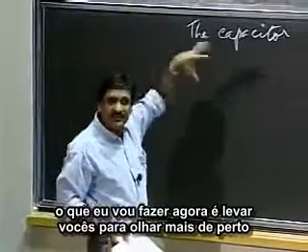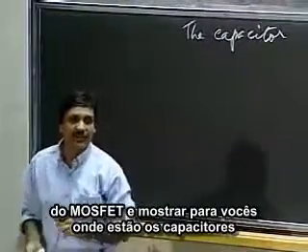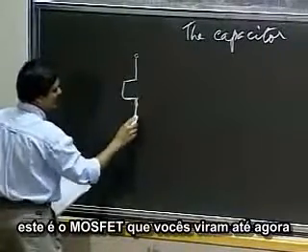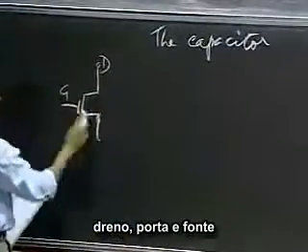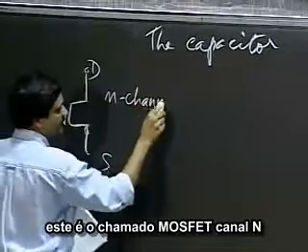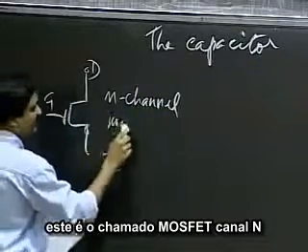Okay, what I'll do now is take you into a closer look at the MOSFET and show you where the capacitor is. So this is the MOSFET that you've seen so far, drain, gate, and source. Okay, this is called an N-channel MOSFET.